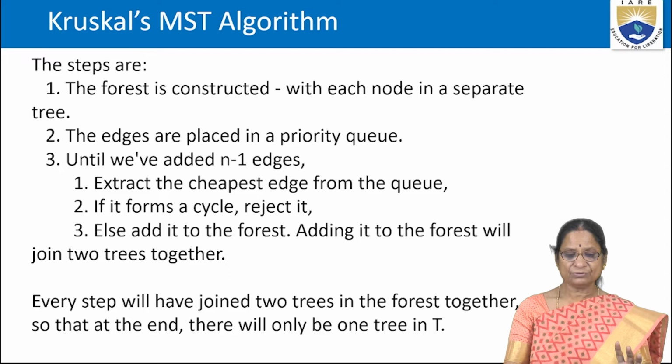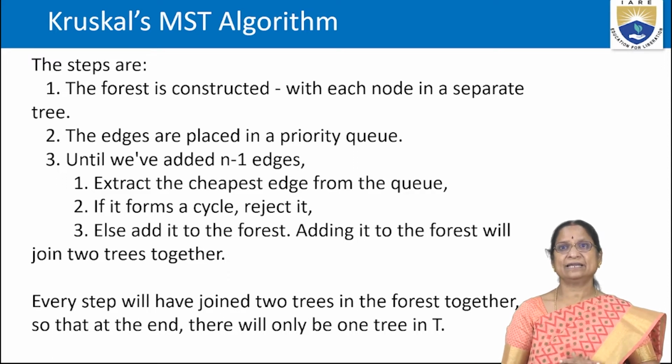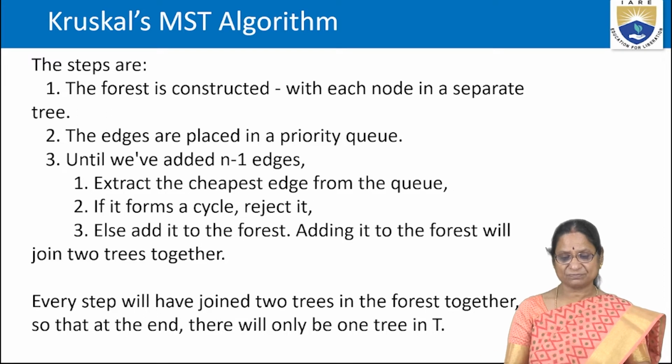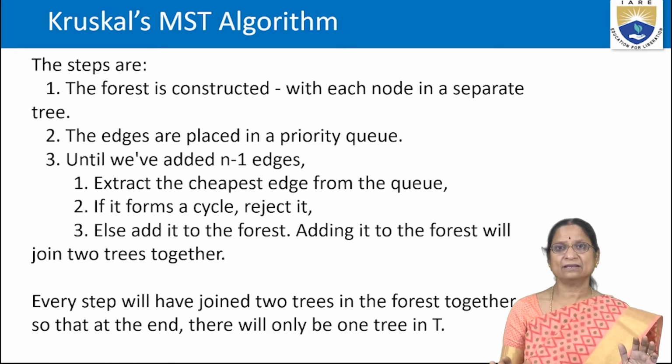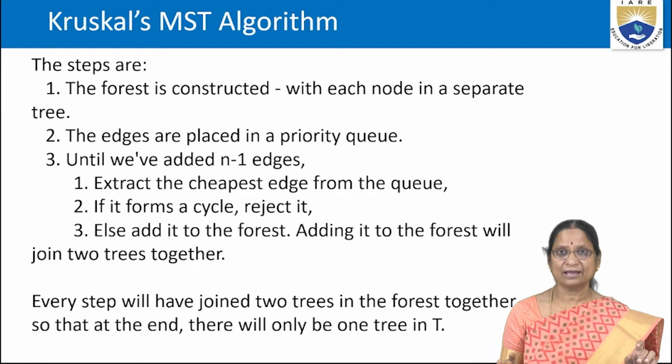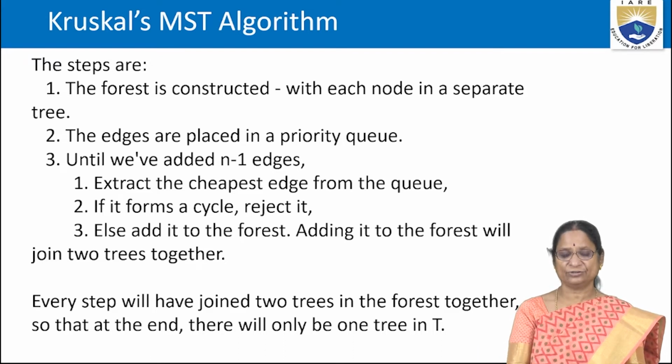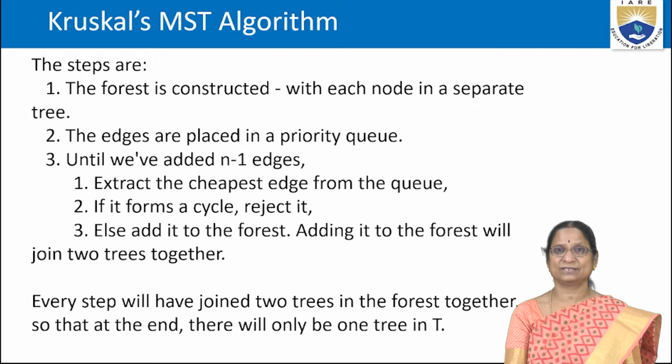So we have to continue until n-1 edges are added. We extract the cheapest edge from the queue. If it forms a cycle, reject it, otherwise add. Adding means adding it to the forest. Adding to the forest means the respective trees are going to be merged. Adding it to the forest will join two trees together.